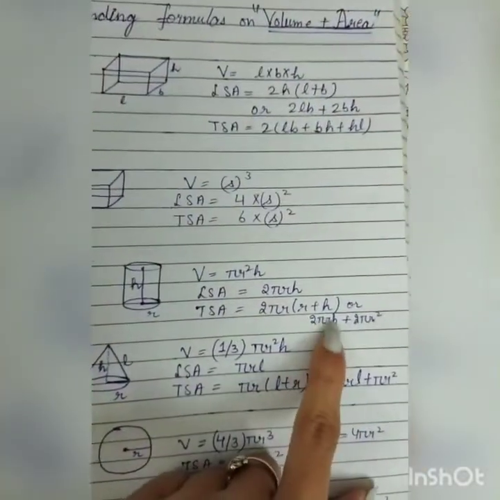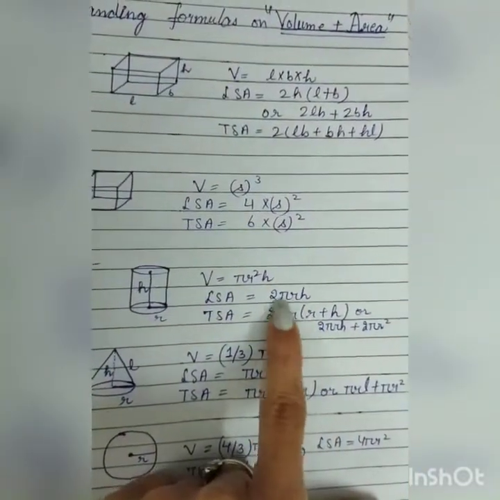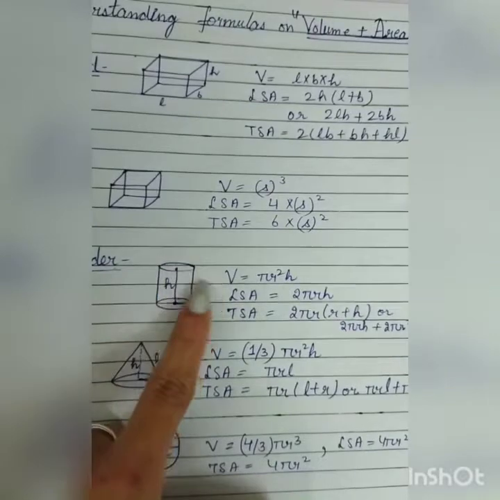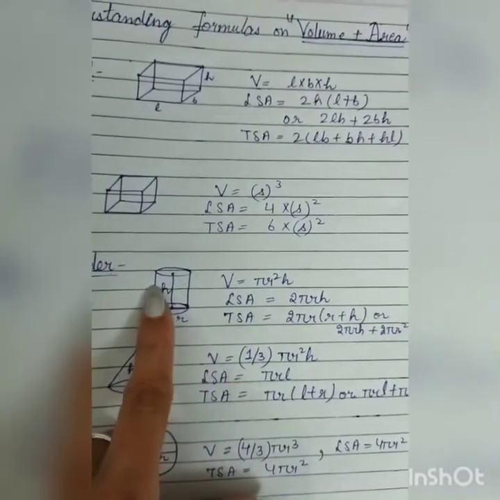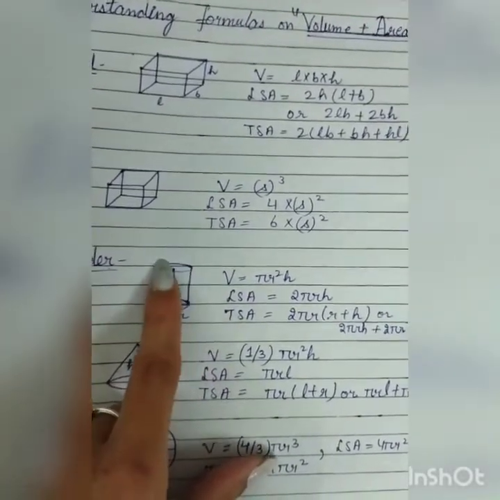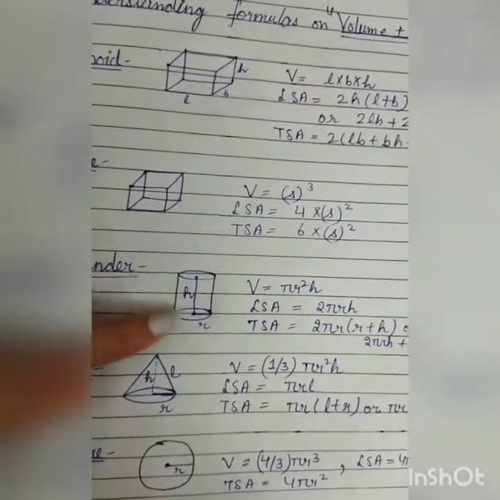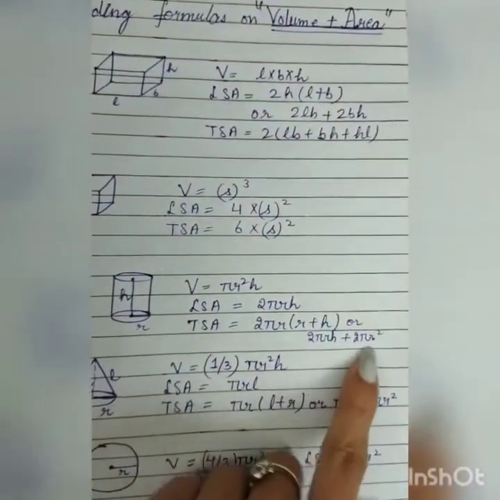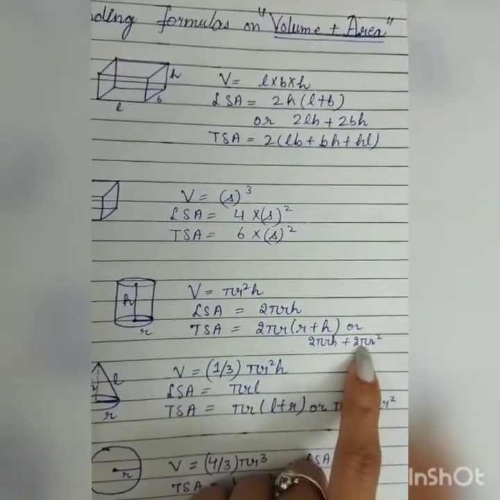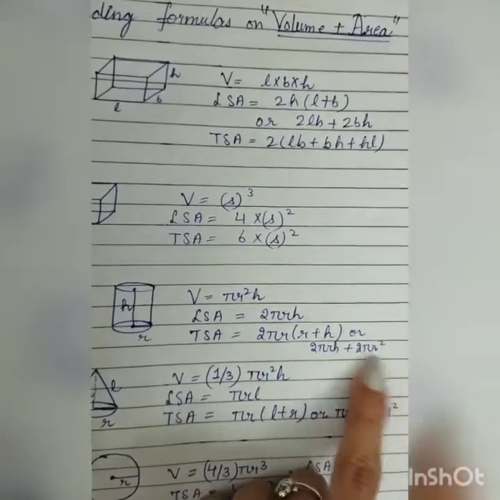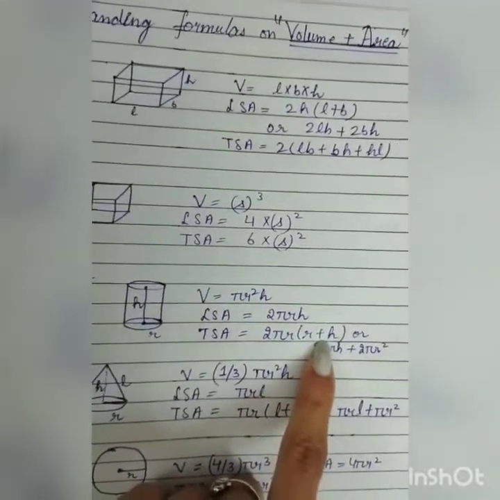See, 2 pi r h formula is for the lateral surface area, only that curved part of the cylinder. And if you see it from the top or from the bottom side, that part is circular in shape. So for finding the area of the circular parts, you have to use 2 pi r square. So combining these two, you get the total surface area.